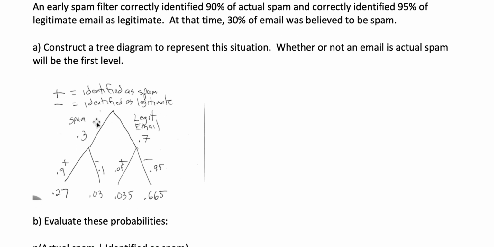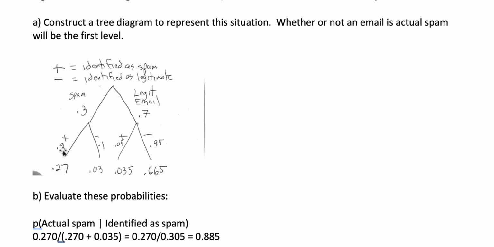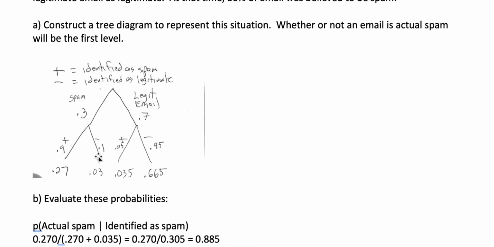We said that if it's spam, it's 90% likely to be identified as spam. We'll call that a positive result. And so that means we would have a 0.9 here. When we multiply down, we'd have 0.27. And that means if it's 90% positive, it's going to be 10% negative. And so again, we multiply down.